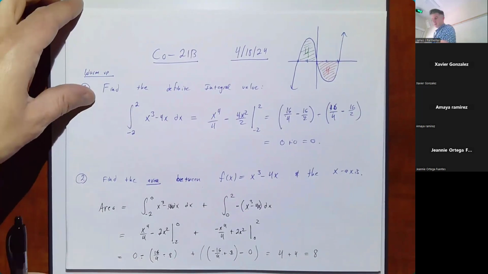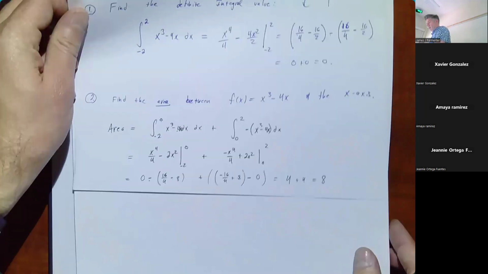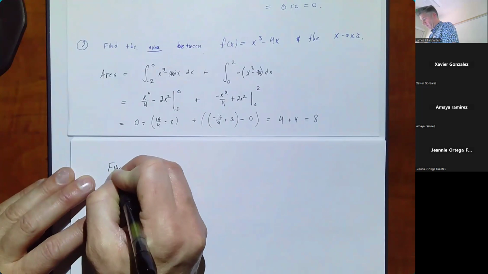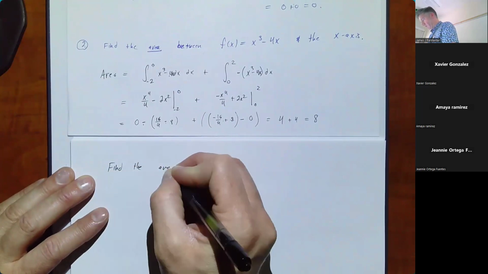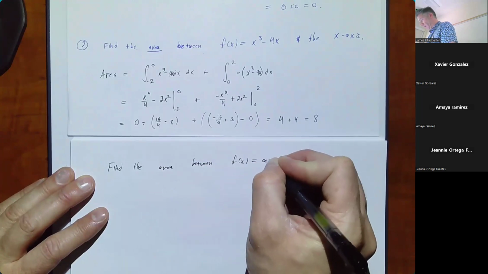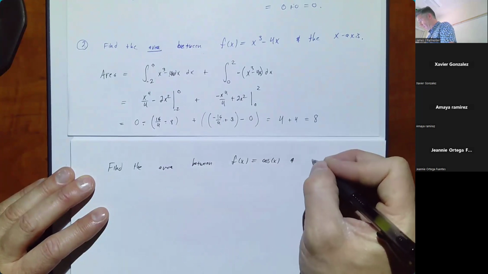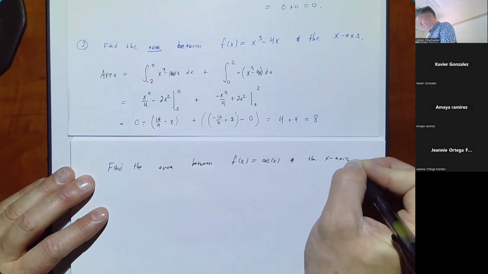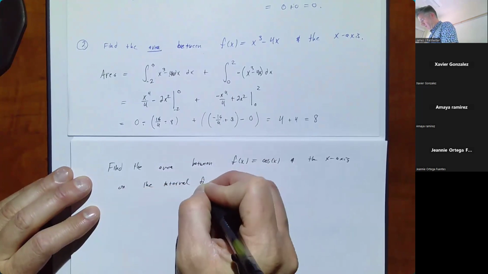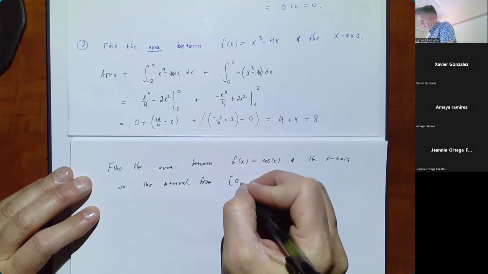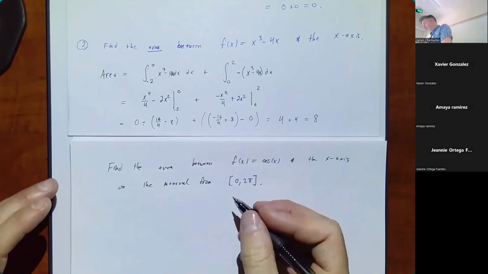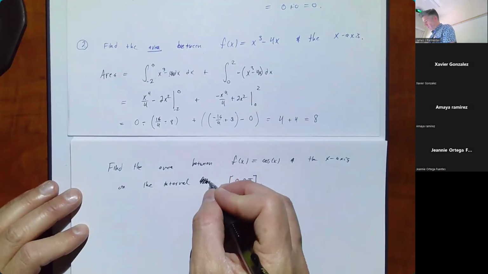Let's look at another example, actually. So let's say we wanted to find the area between f of x equal to cosine of x and the x-axis on the interval 0 to 2 pi. Sure, 0 to 2 pi. On the interval, I don't really need the from there. It's kind of extraneous.